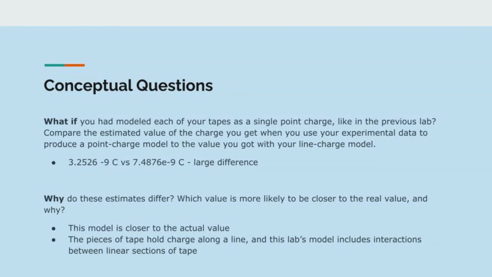These estimates differed because the current model is actually closer to the real value. Because the pieces of tape are holding the charge along a line, this lab's model includes interactions between each section of the tape and creates a more precise version of the charge.